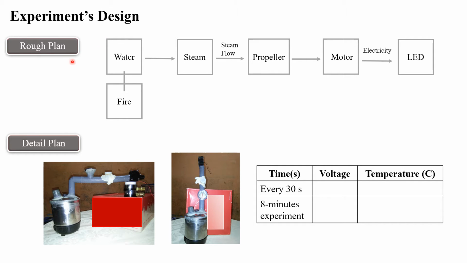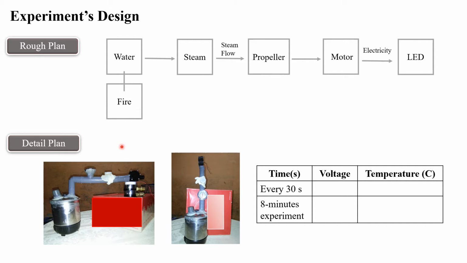Experiments design. For the rough plan, we have planned to make a steam engine that consists of a boiler and also a turbine. First of all, we need to transform water into steam by using a fire. We boil the water. After we produce the steam, it will flow into the propeller and blow it until the propeller starts to rotate. After it rotates, it will turn on the motor and then the motor will turn the steam into electricity and this electricity will turn on the LED. That's all about the rough plan.